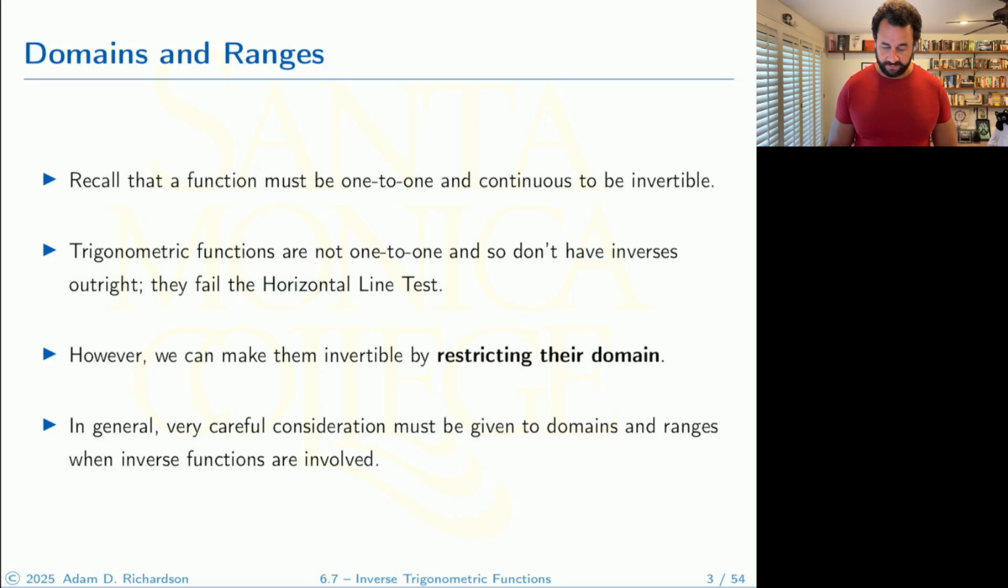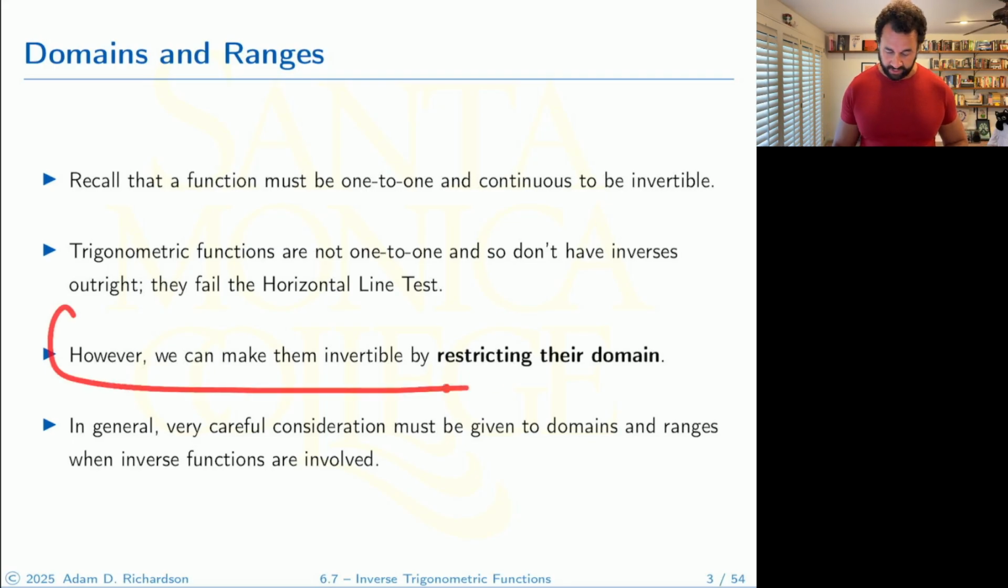All right, so here's the first important bit. Remember that in order for a function to be invertible, it's got to be one-to-one and it's got to be continuous for it to have that inverse. Now, trigonometric functions are not one-to-one, and so they don't have inverses outright. They just fail the horizontal line test. If you remember looking at the graphs of those functions two sections ago and in the previous section, the functions are periodic. And if you try to draw a horizontal line through them, it's going to hit infinitely many times, in fact. So they're not one-to-one, and so they're not invertible outright.